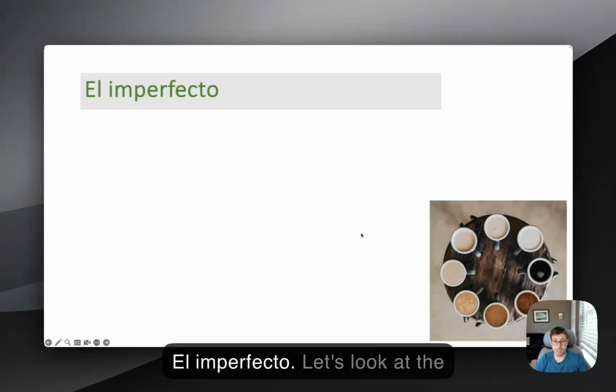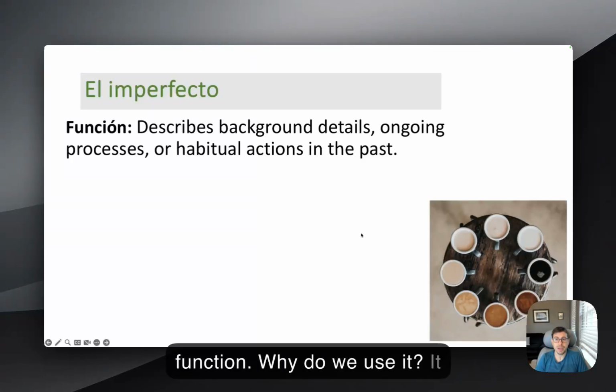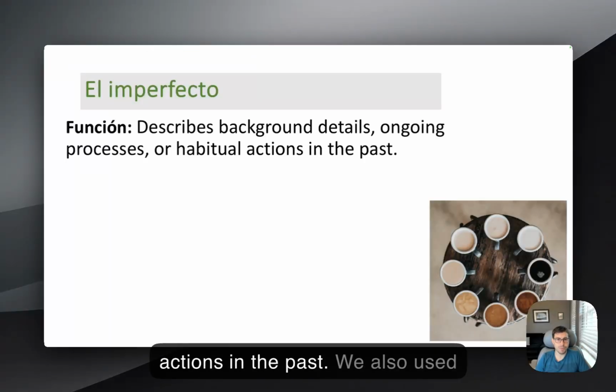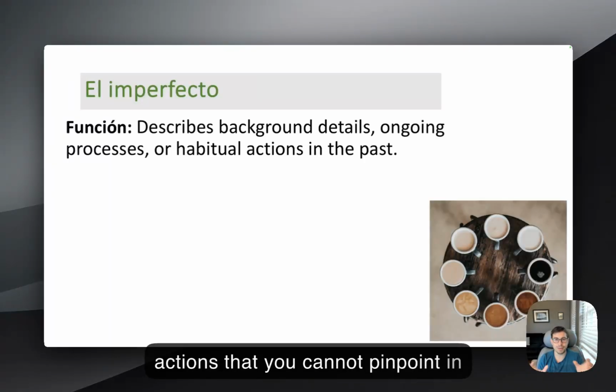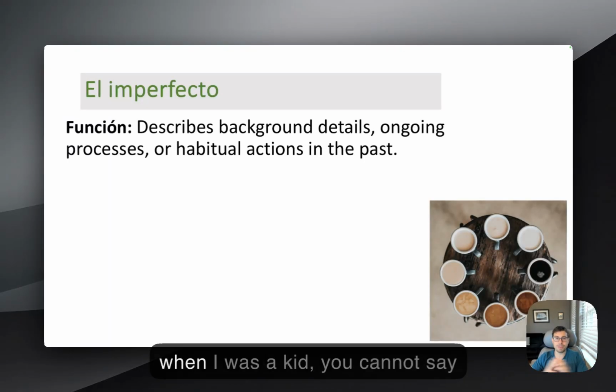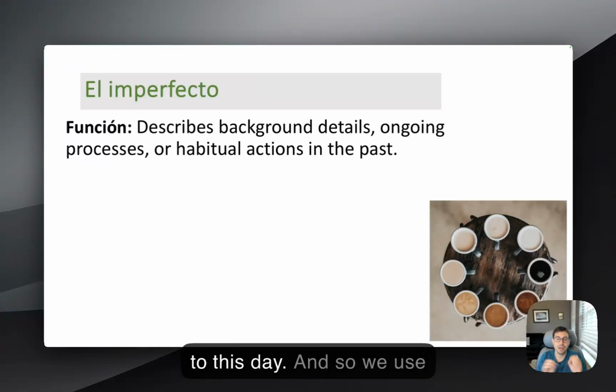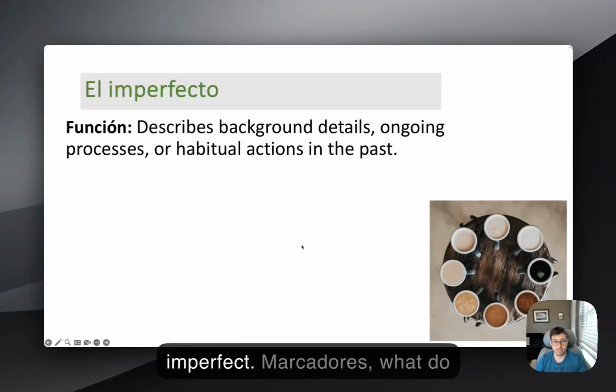El imperfecto. Let's look at the function. Why do we use it? It describes background details, ongoing processes, or habitual actions in the past. We also use it to talk about age in the past, tenía 15 años, cuando era niño, when I was a kid. Those are all using imperfect. It's actions that you cannot pinpoint in a specific time in the past. Like when I was a kid, you cannot say I was a kid from this specific day to this day. And so we use imperfect.